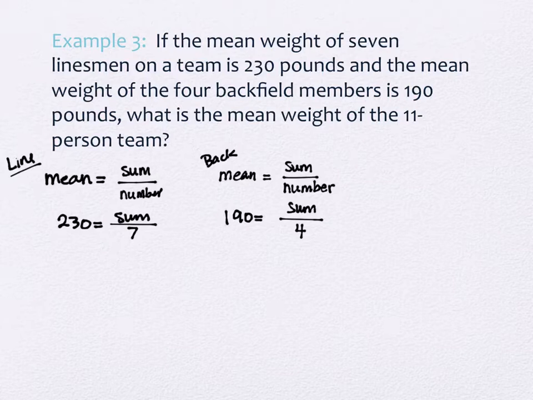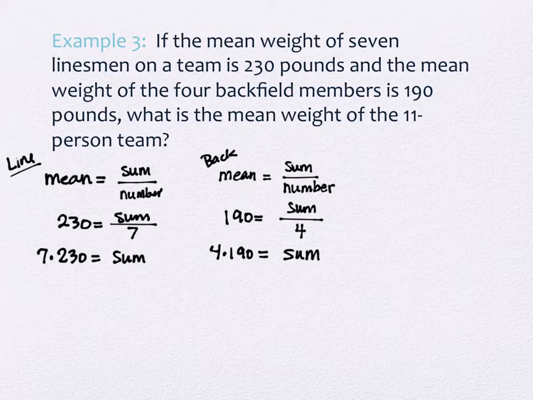One of them is 7 people and the other one is 4 people, right? So we can't just add the 2 weights and divide it in half, because I don't have equal numbers of people in these groups. But I can do like I did on the last one, and take the 7 times 230 for the first sum, and the 4 times the 190 for the second sum. And this would be the total weight of the football team if I add these together.